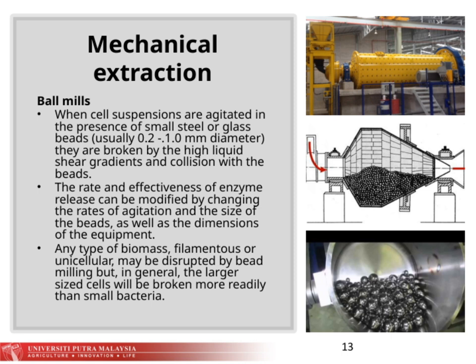It's important to note that bead milling can be used on any type of biomass, whether filamentous or unicellular. However, generally speaking, larger cells tend to break more easily than smaller bacteria because of their size and structural differences. This technique falls under mechanical extraction methods, which are quite useful when we're aiming to access intracellular components efficiently. Overall, bead milling is a versatile and scalable option for disrupting a wide range of biomass types in bioprocessing.